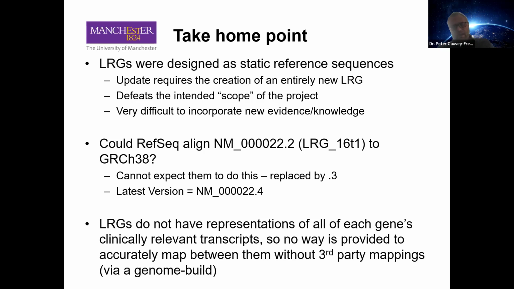There's another slight problem with LRGs in that, unlike genomes, they don't have annotations for every single clinically relevant transcript. So the problem is that if you want to map between one LRG transcript and the other, you cannot go directly to the LRG reference sequence and back again. You have to go to a genome build and then back onto the transcript. So there are actually some problems with the content of LRGs and what the clinically relevant transcripts are, and these do need to be considered, which I'll talk about shortly.